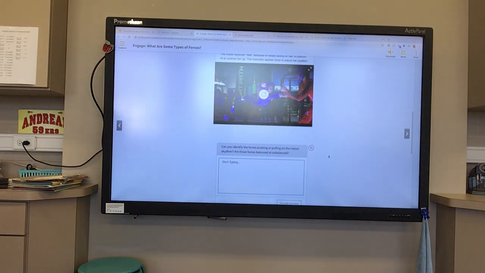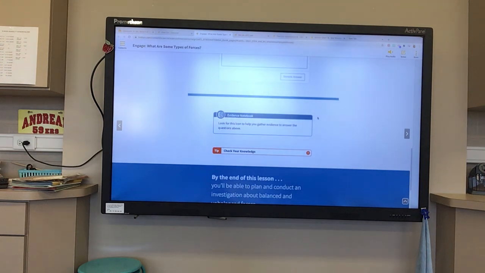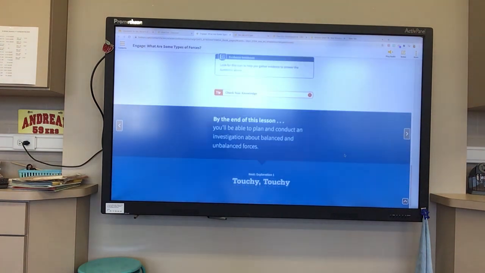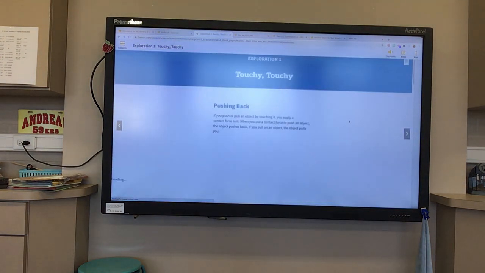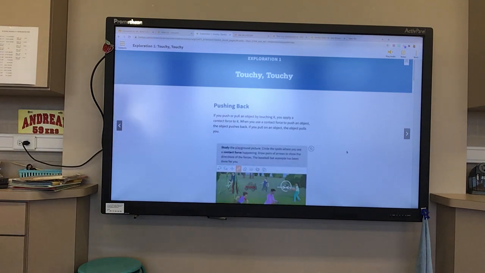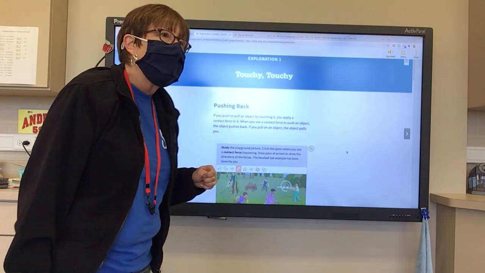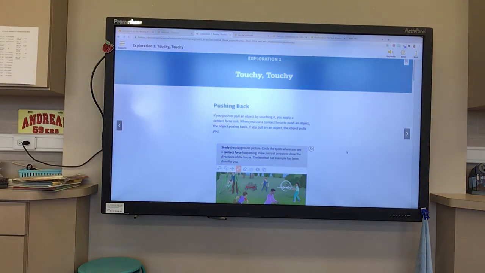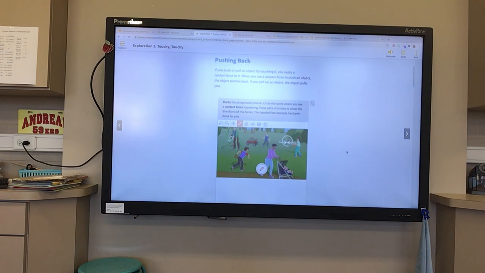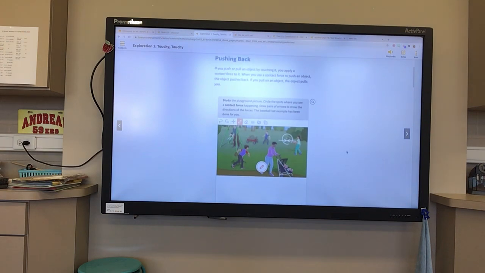Nice. Okay, so now here's what we're going to do. We are going to go to our next page, and we are going to go to our Touchy exploration 1. We did this one already. No, we didn't. It has the same people in it, but we haven't done it. It has some of the same things in it. It's called pushing back.